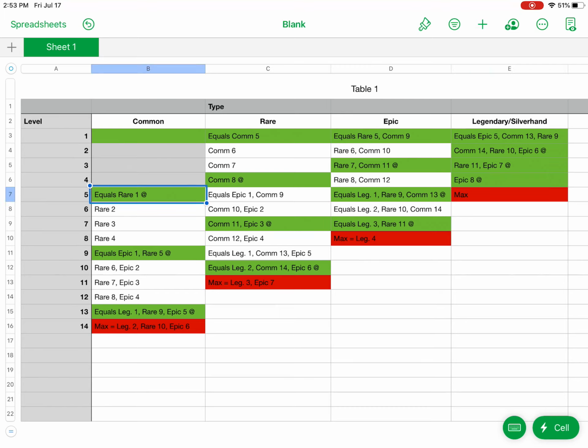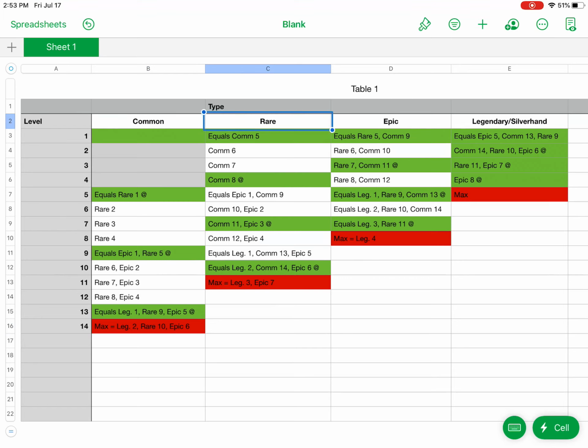So at level 5, your common gear will equal the power of a level 1 rare, and then at level 6, 2 rare, 3 rare, 4 rare. At level 9, your common now has the power of a level 1 epic as well as a level 5 rare. And then at level 13, your common now has the power equal to a level 1 legendary, a level 9 rare, and a level 5 epic. Until maxing out, where your common at its max will have the same power as a level 2 legendary, a level 10 rare, and a level 6 epic.